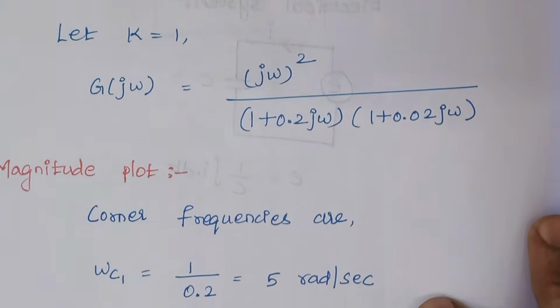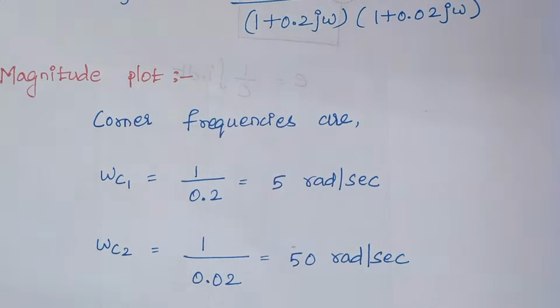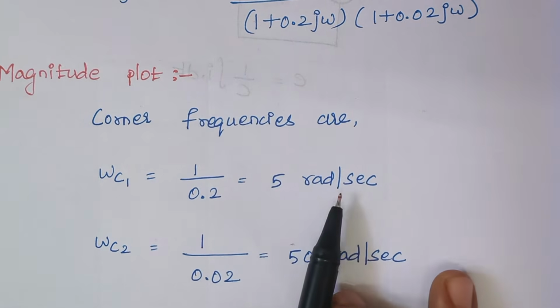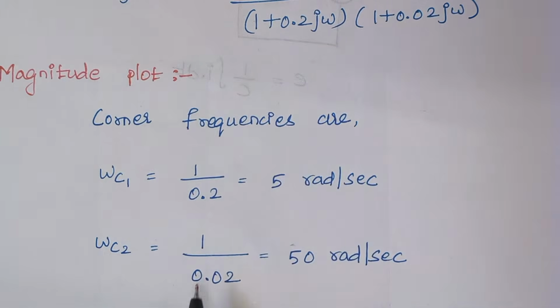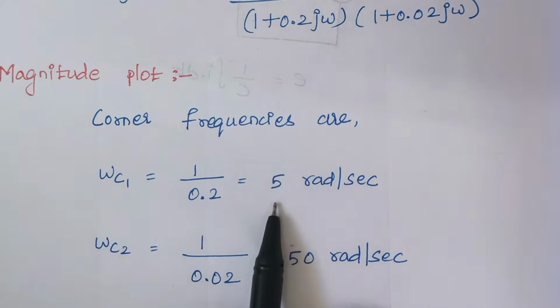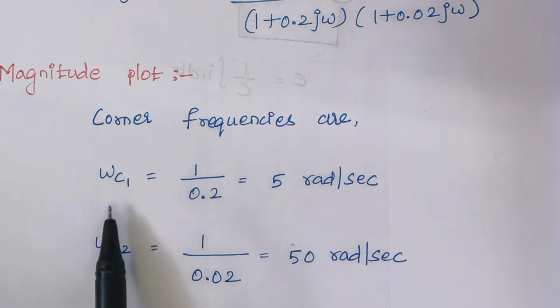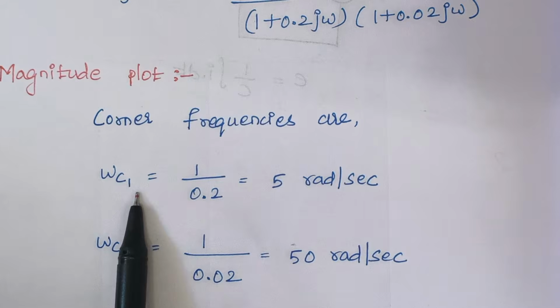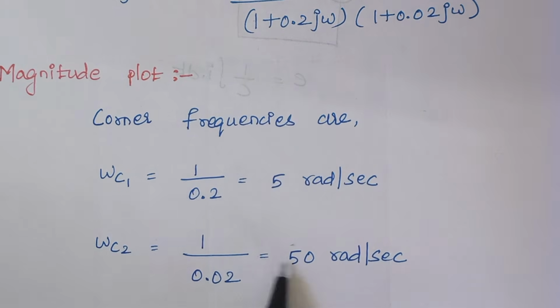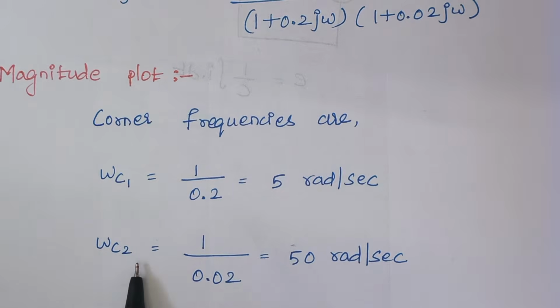Here you see we have solved: 1 divided by 0.2 is 5, and the unit is radian per second. Again, 1 divided by 0.02 is 50 radian per second. Then you have to name them according to the values of the corner frequencies. Here we have 5, so I am naming it the first corner frequency, omega C1. Next it is 50, so I am naming it omega C2.